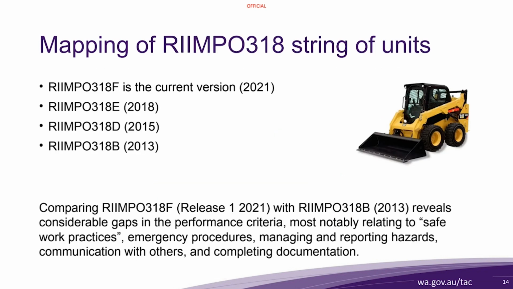And this was done with, as mentioned before, 45 units of competency across the 45 training packages. But just taking the RII MPO 318 unit of competency. The current version is F. And it is current since 2021. It was preceded by one in 2018, and that in turn was preceded by a D version in 2015, which was preceded in turn by a B version in 2013.